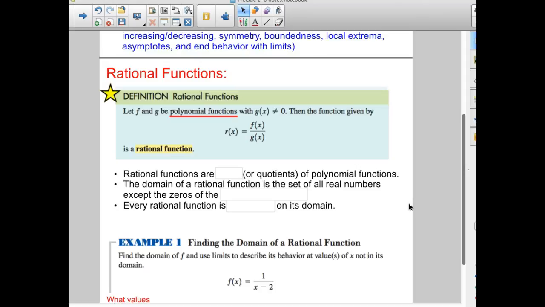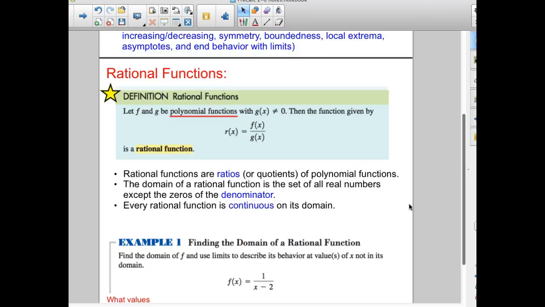All right, rational functions are just ratios or quotients of those polynomial functions. The domain of a rational function is the set of all real numbers except for zeros of the denominator. All right, we cannot divide by 0, so anytime we have a denominator, which we will always have when we make a ratio, we have to worry about domain restrictions.